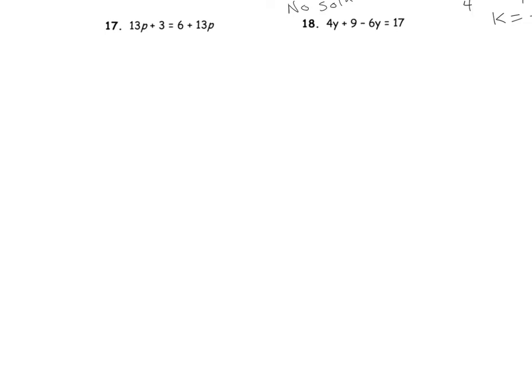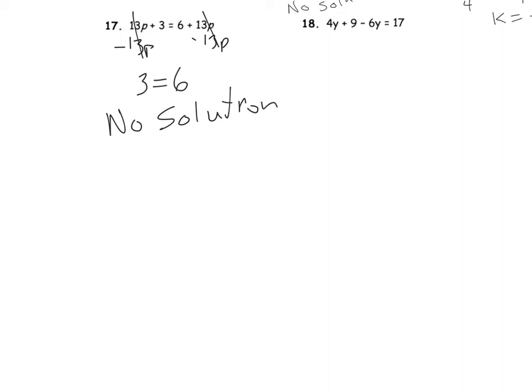On number 17, my first thought is that I can see that I have a variable on either side of the equation. So I'm going to start by minusing 13p. Minus 13p. We get rid of those. You get 3 equals 6. This is another one that doesn't make any sense at all. This is a no solution. Which brings us to number 18.